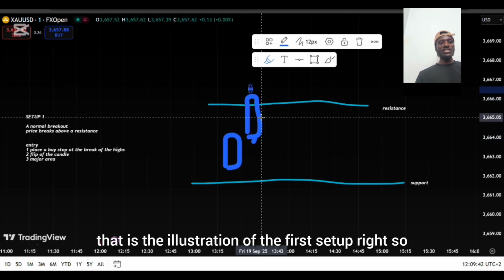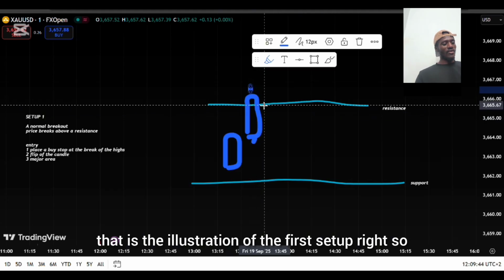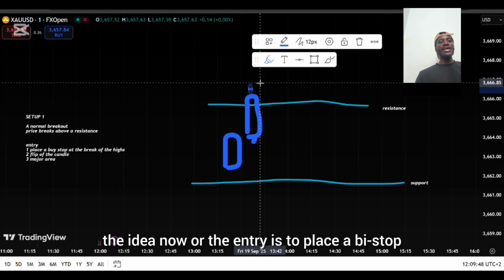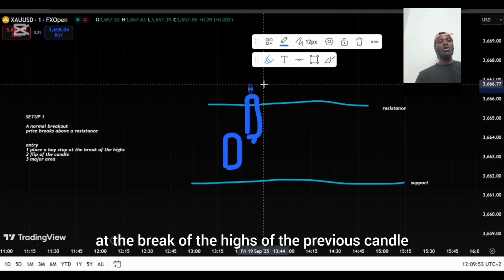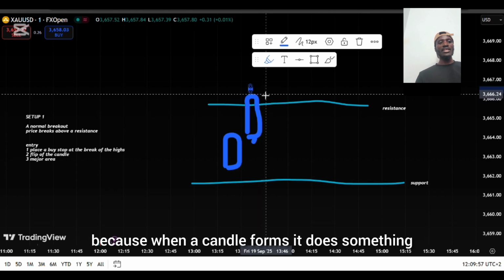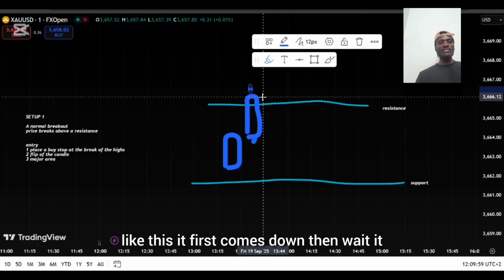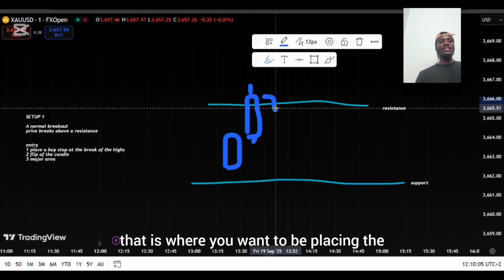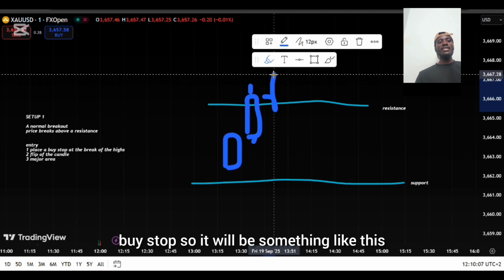That is the illustration of the first setup, right? So the idea now, or the entry, is to place a buy stop at the break of the highs of the previous candle, because when a candle forms, it does something like this. It first comes down, then wait, it is now flipping to go up. That is where you want to be placing the buy stop. So it will be something like this.